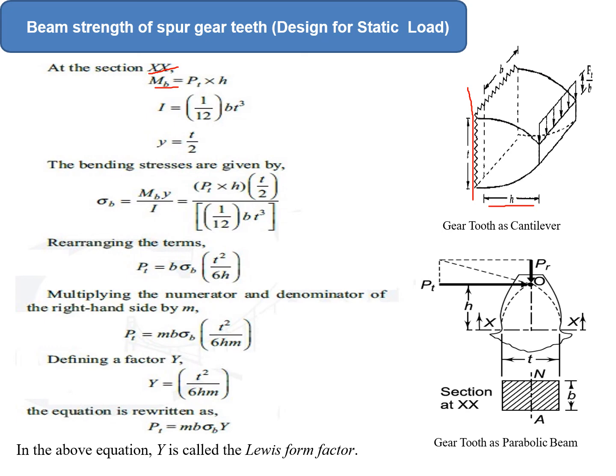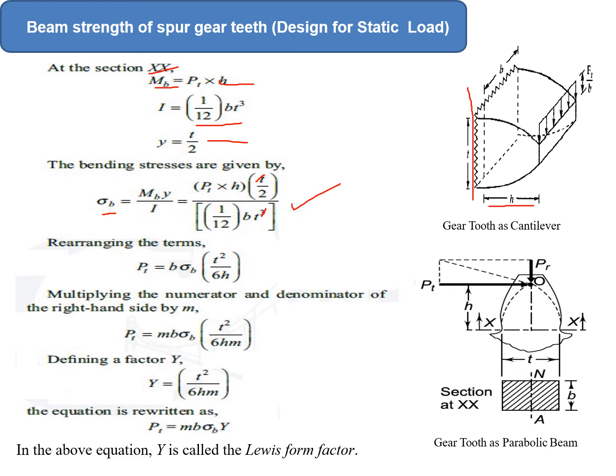So the bending stress formula is given by sigma B is equal to MB Y upon I. So MB is PT into H and Y is T by 2 upon I. Substituting these formulas, rearranging all the terms and cancelling out some common terms, we get PT is equal to B into sigma B T square by 6H.